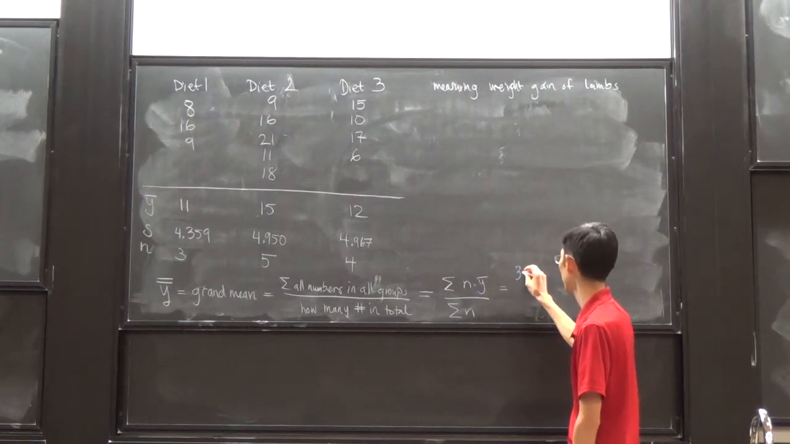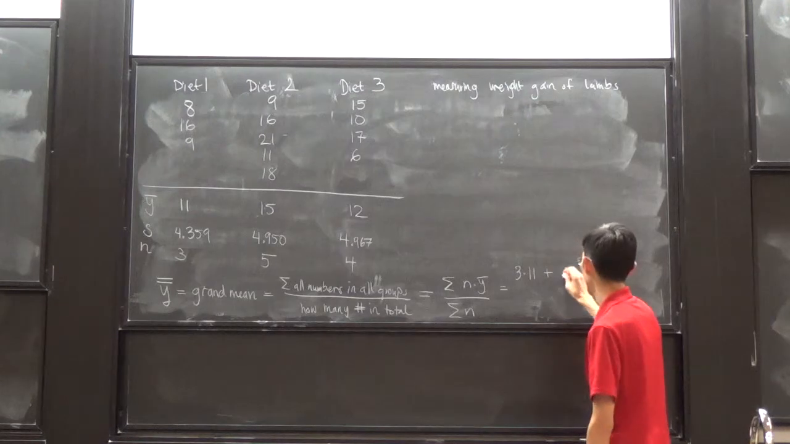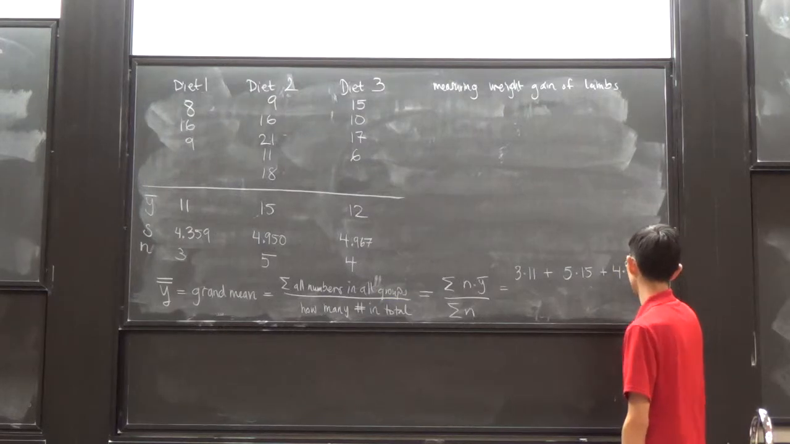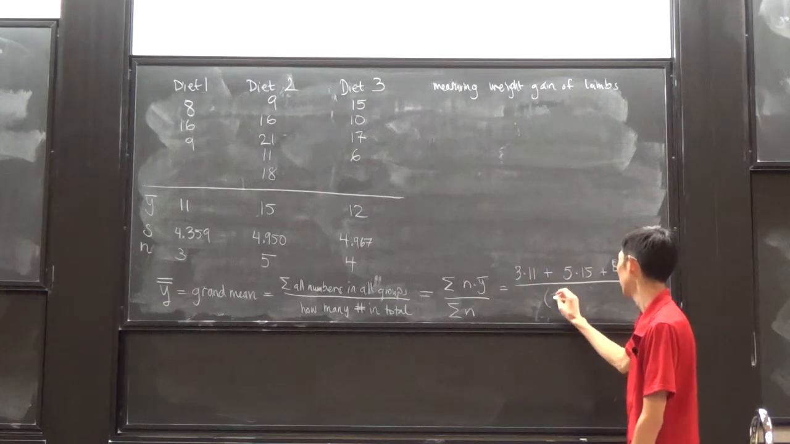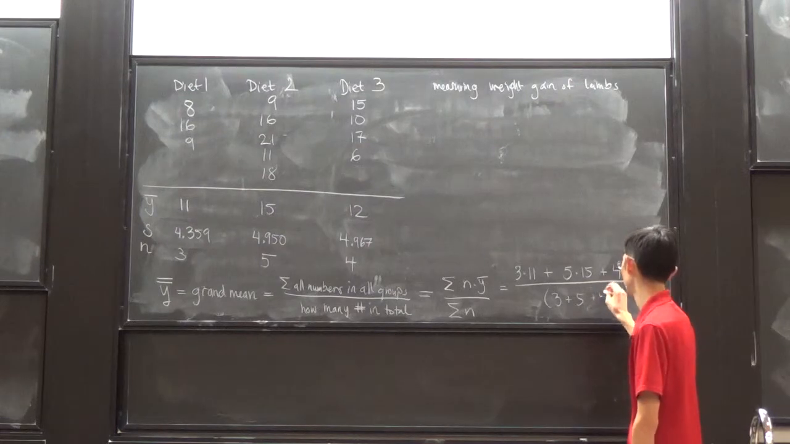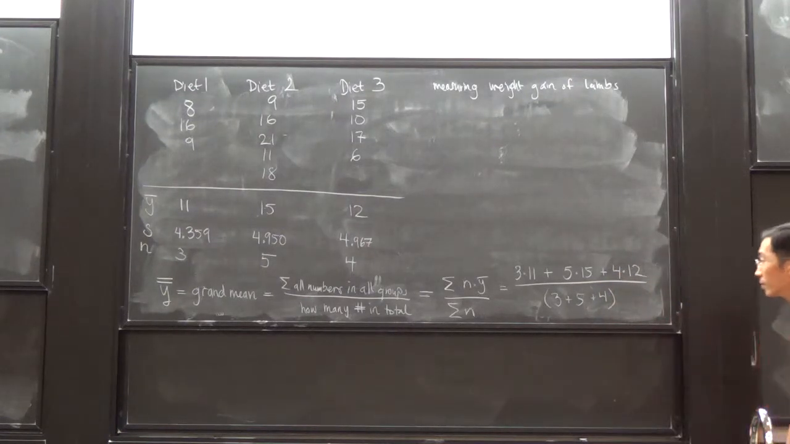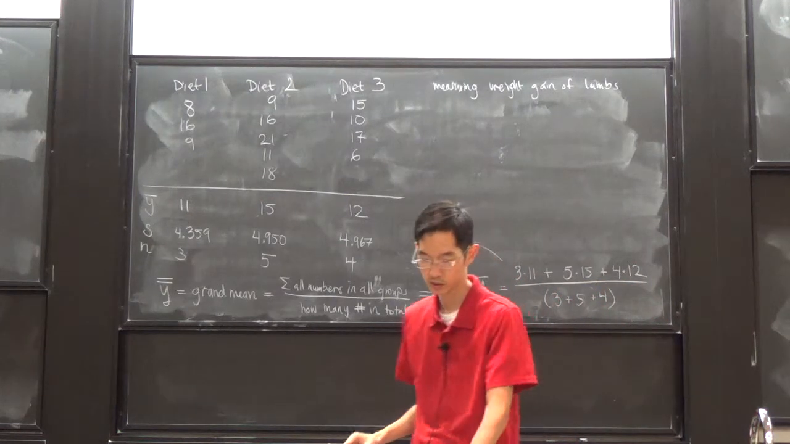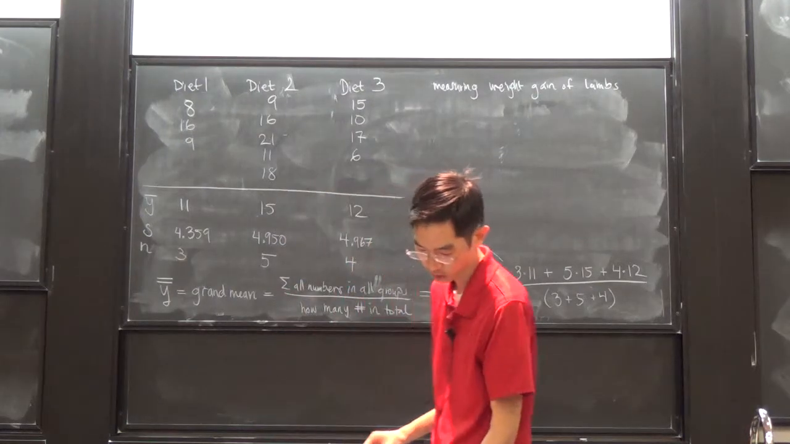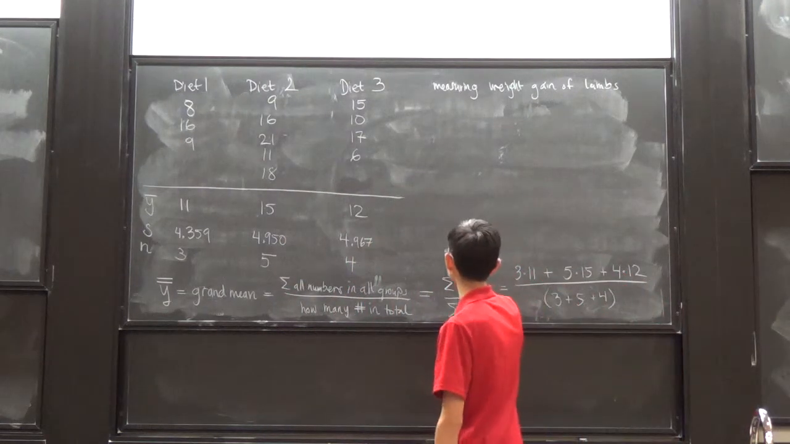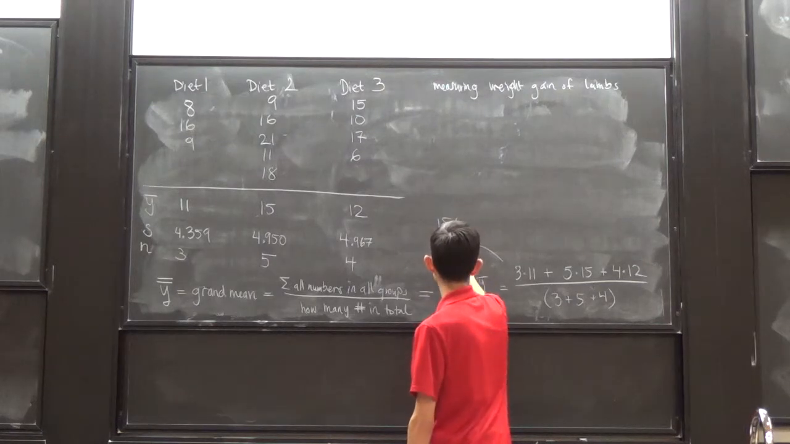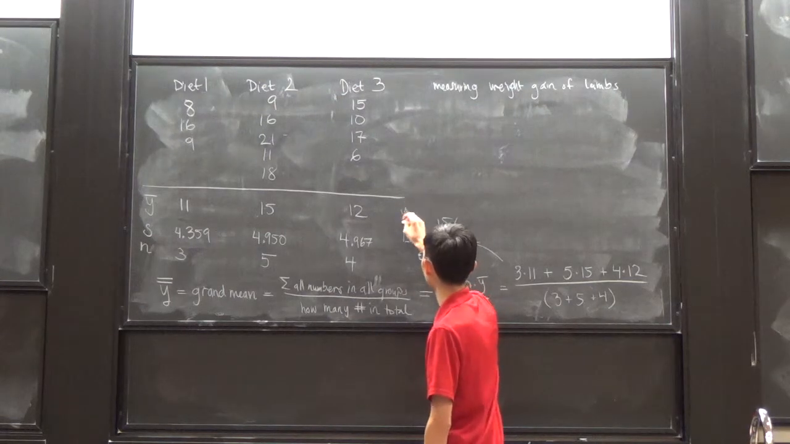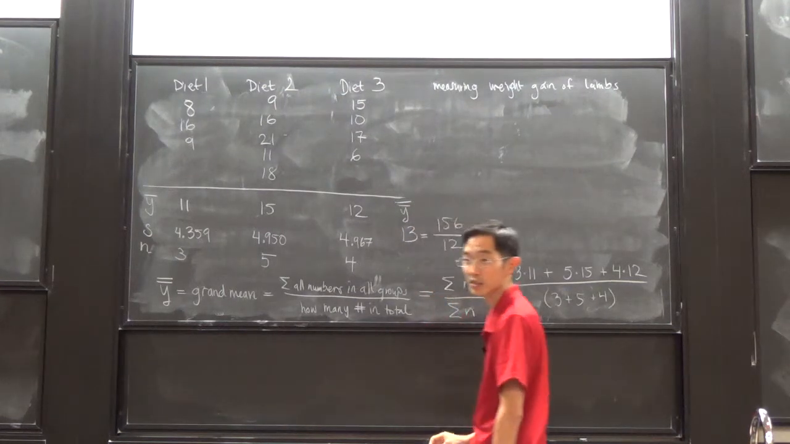So I would do 3 times 11 plus 5 times 15 plus 4 times 12, divided by 3 plus 5 plus 4. And this would end up being 156 divided by 12, which gives me 13. So my grand mean, my double bar, is 13.